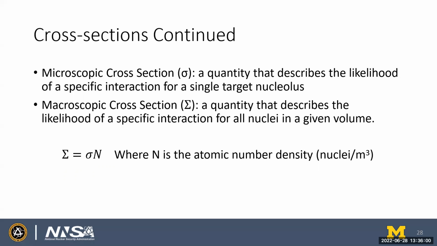So to continue, we talked about the microscopic cross-section, which is this quantity in barns, which describes the likelihood of a specific interaction for a single target nucleus. The macroscopic cross-section is a quantity that describes the likelihood of a specific interaction for all nuclei in a given volume. We're talking about this barn scale for microscopic. It makes a lot more sense when we scale it by the density of a given material. So that's what we're doing here. It's equal to the microscopic cross-section times N, where N is the atomic number density, or the number of nuclei per unit volume, per meter cubed.